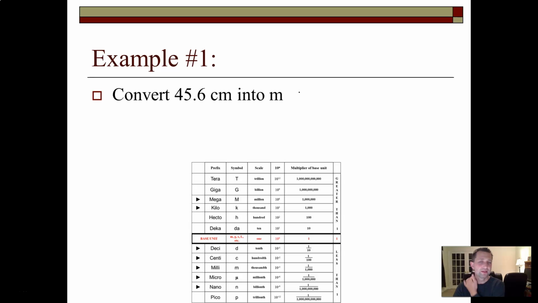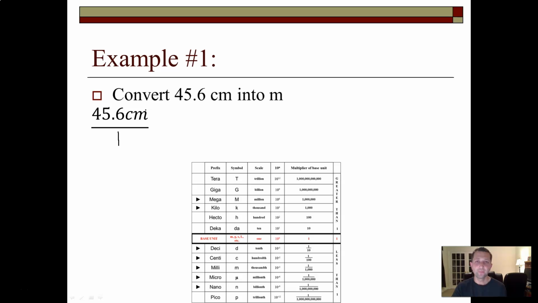Step number 1 for any factor label method problem is you just want to write down what your given information is. So our given information is 45.6 centimeters. Notice the fraction bars here. You don't need to put that there, but sometimes it's nice to put a 1 underneath so you can see it's 45.6 centimeters over 1. I want to get rid of centimeters. I want to convert that into meters.